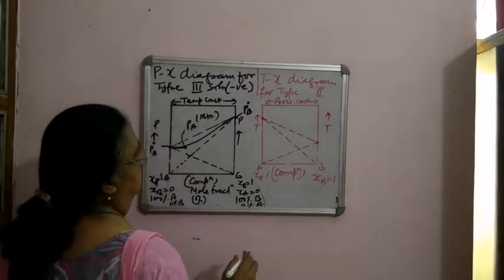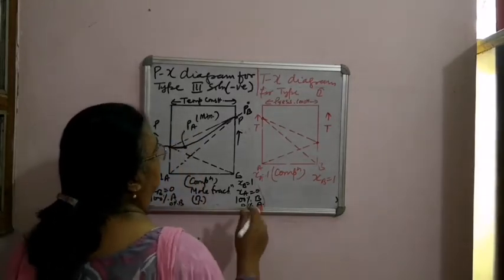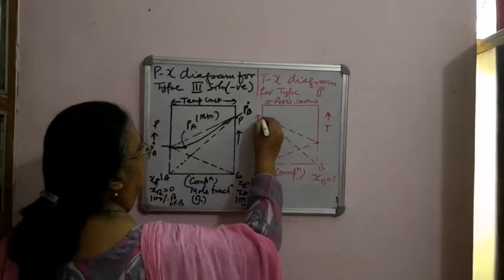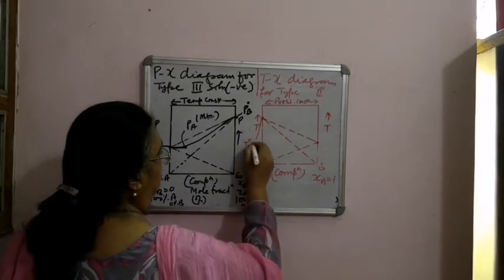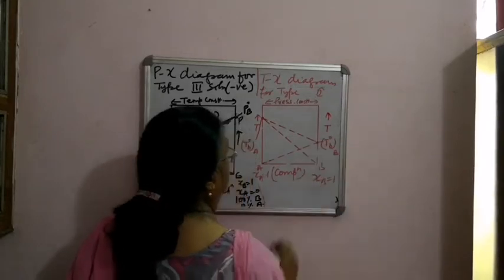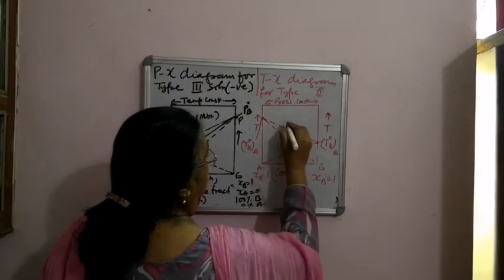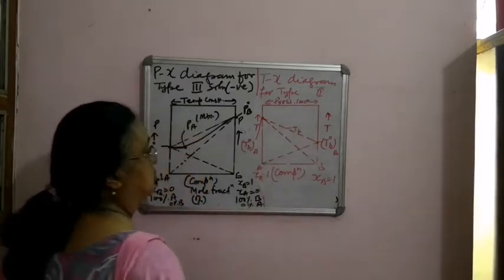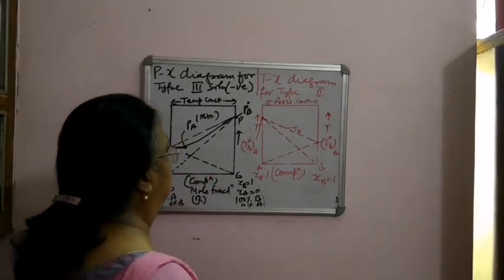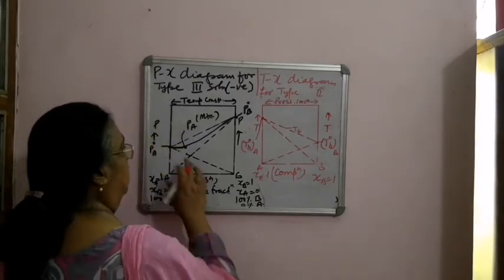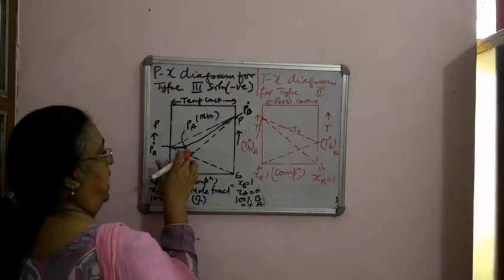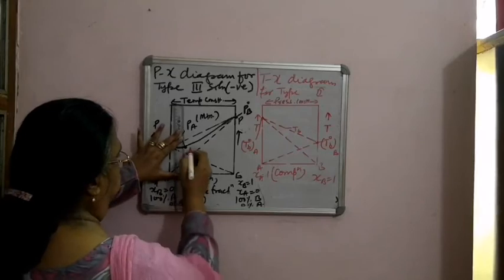So this is the ideal condition. In this case, this point is the boiling point of component A, and this is the boiling point of component B, and this line is indicating the boiling point of the solution. So when this is the condition, negative deviation, in this case what will happen? The vapor pressure is low, so the vapor pressure of the solution is low at that point.